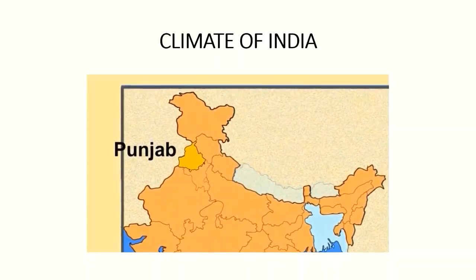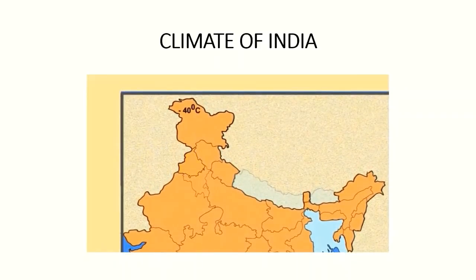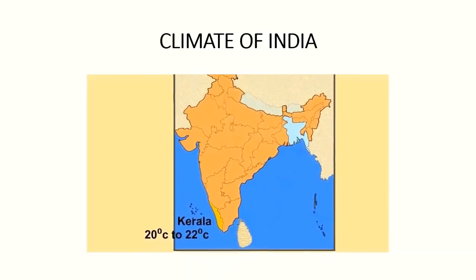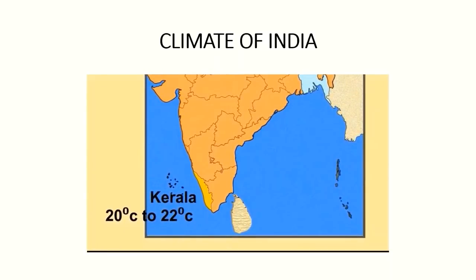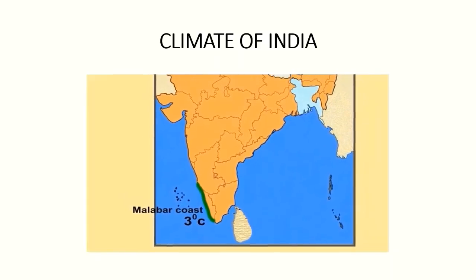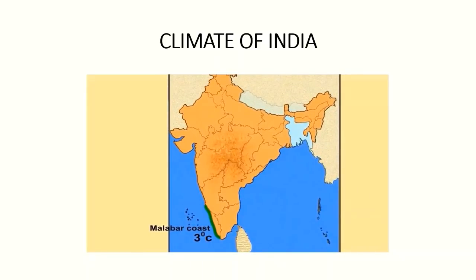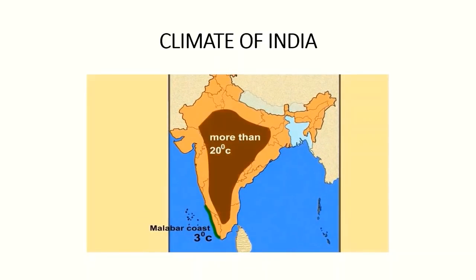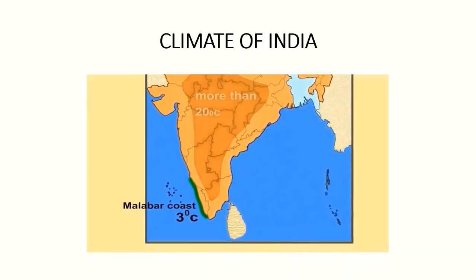The temperature touches minus 40 degrees in Kargil in December, whereas in Kerala the temperature is 20 degrees Celsius to 22 degrees Celsius in the same month. The annual range of temperature in Kerala or the Malabar coast will be about 3 degrees Celsius due to the moderating influence of the sea, the land breeze and sea breeze. But in the interior part of India, the annual range of temperature may vary from 20 degrees to 25 degrees Celsius.